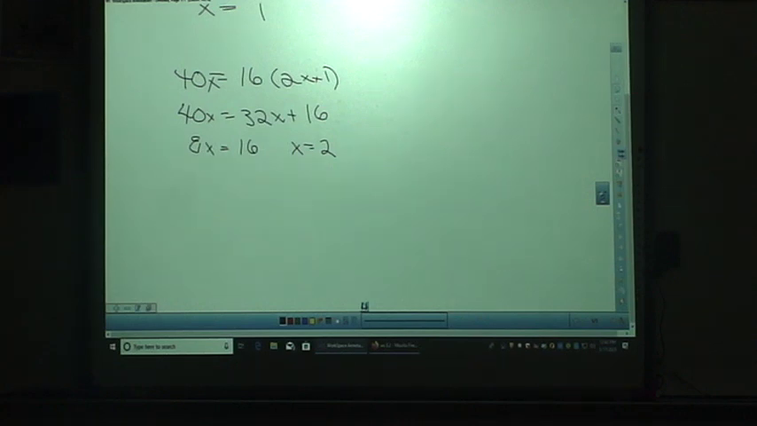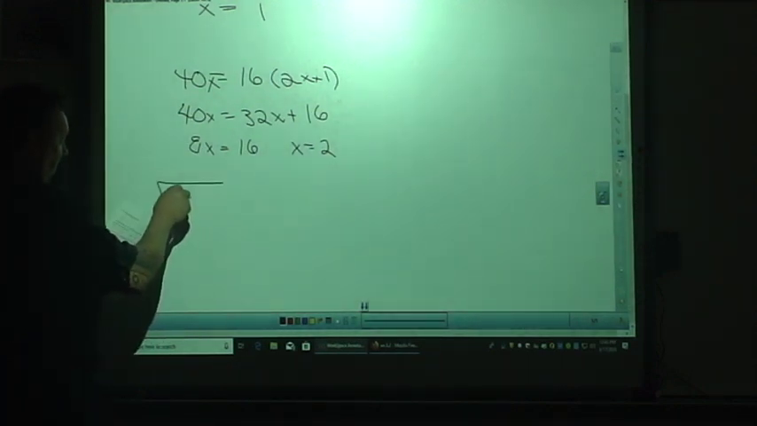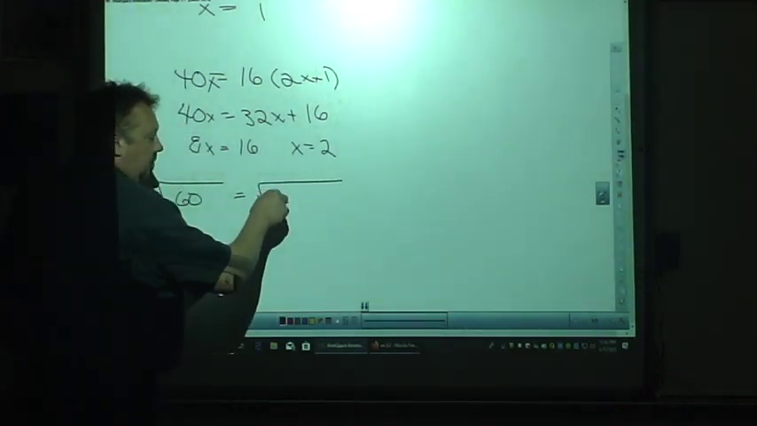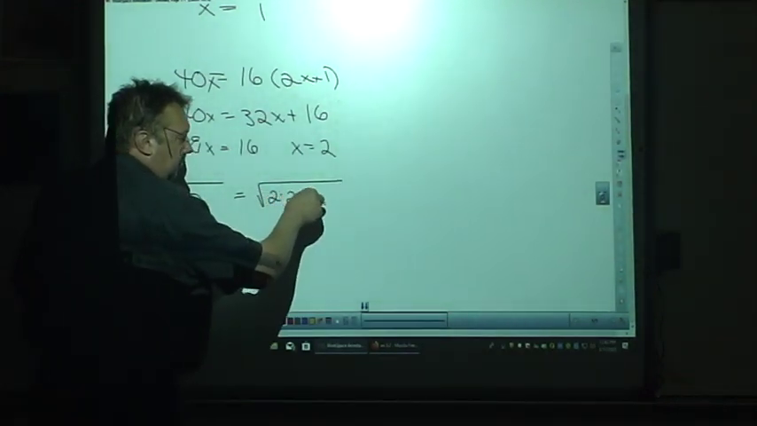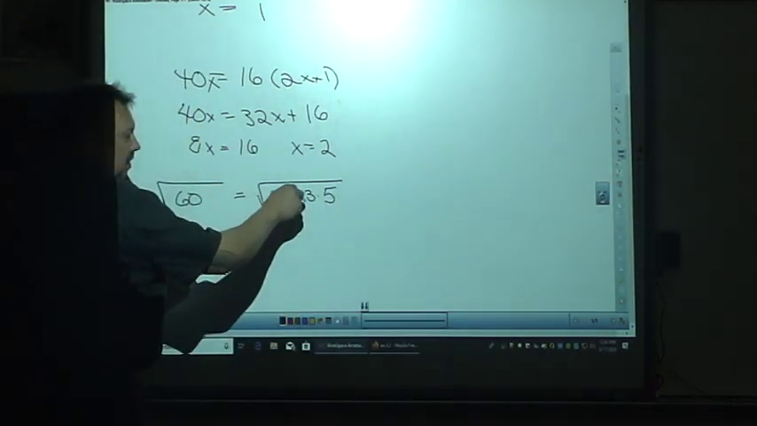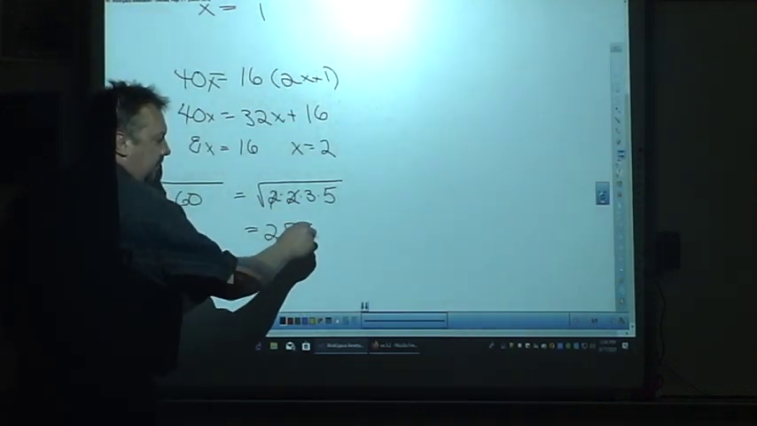For geometric mean, don't make this difficult, it's just multiplying and taking the square root. So in this case, we will have the square root of 60, which we can simplify to 2 times 2 times 3 times 5. For every pair, we can take one out, leave what's inside.